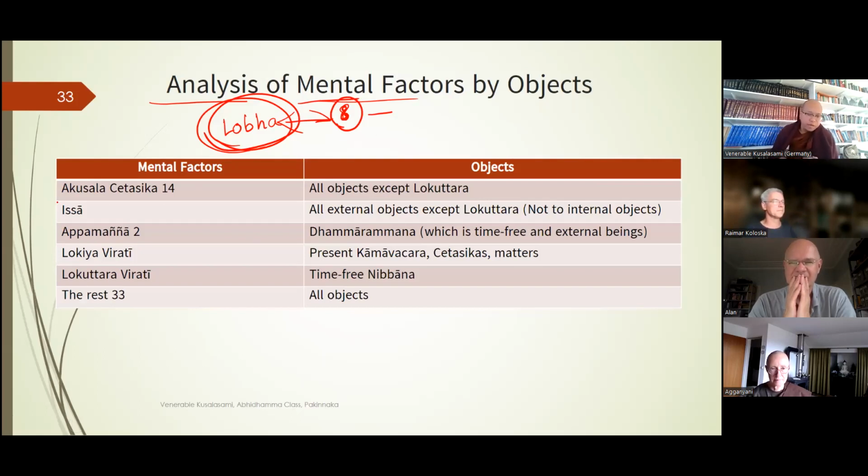For example, Akusala Cetasika 14: moha, ahirika, anottappa, uddhacca, lobha, ditthi, mana, etc. All 14 and wholesome mental factors take all objects except lokuttara. And this is a special, new information I say. For example, issa, envy or jealousy. This one is already included here, but the new information is that jealousy must take an external object, except lokuttara. So all external objects except lokuttara.